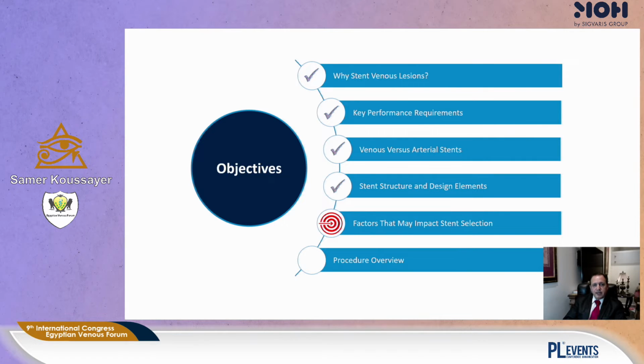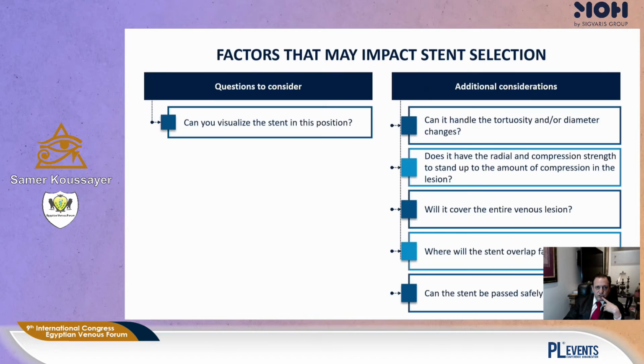Now we go to number 5, which is the factors that may impact stent selection. There are a couple of questions we need to consider when we choose our stent. Can you visualize the stent in position? It's very important. Can I see the stent? It should be very well visualized on X-ray. Can it handle the tortuosity or the changes in diameter? Is the stent flexible enough to take the tortuosity, and like nitinol, can it accommodate the change in diameter when you have large and small veins, or you go from common iliac to the IVC?